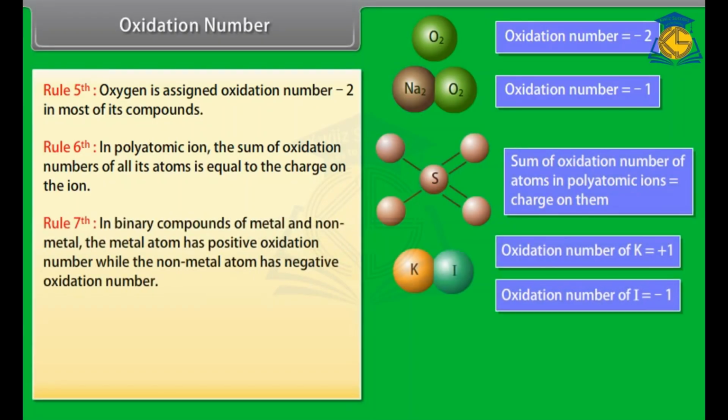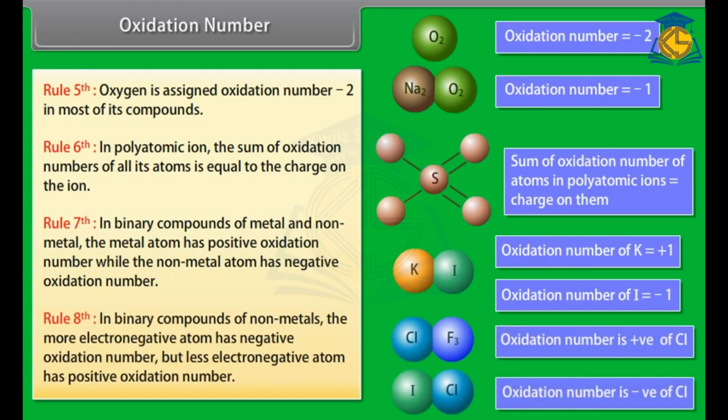Rule 7th. In binary compounds of metal and non-metal, the metal atom has positive oxidation number, while the non-metal atom has negative oxidation number. Rule 8th. In binary compounds of non-metals, the more electronegative atom has negative oxidation number, but less electronegative atom has positive oxidation number. Oxidation and reduction in terms of oxidation number.